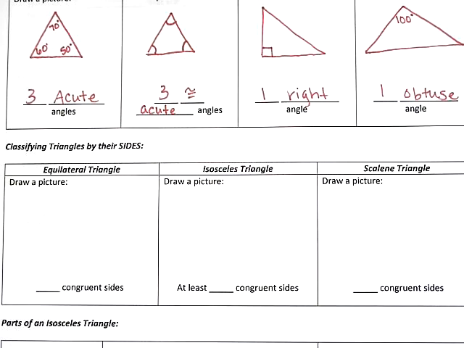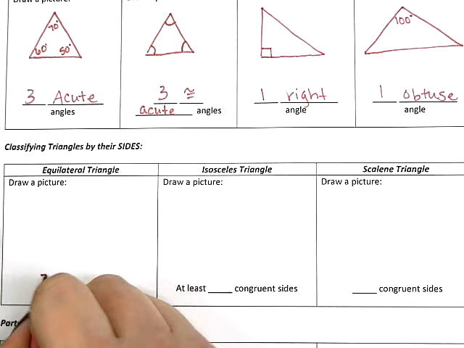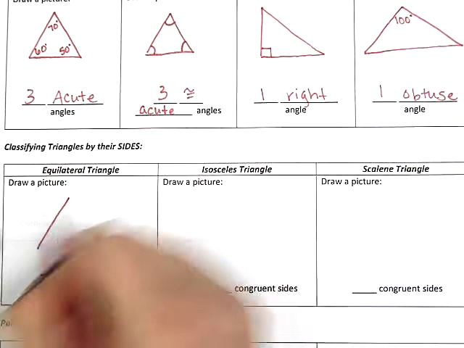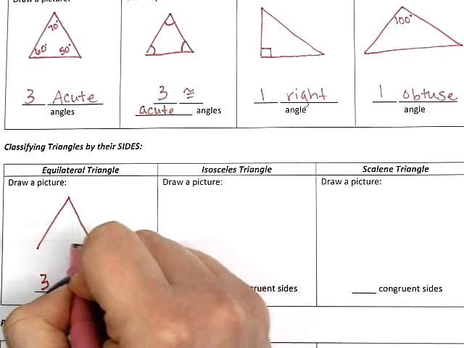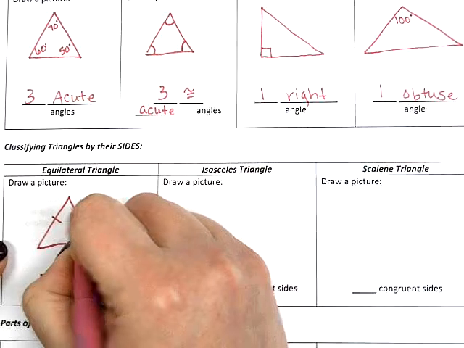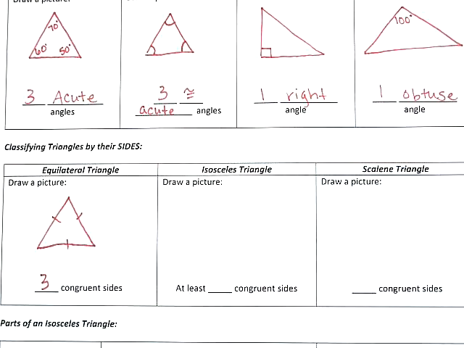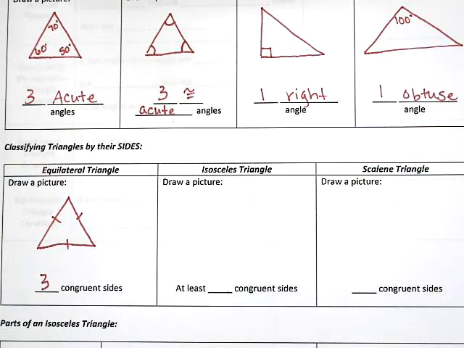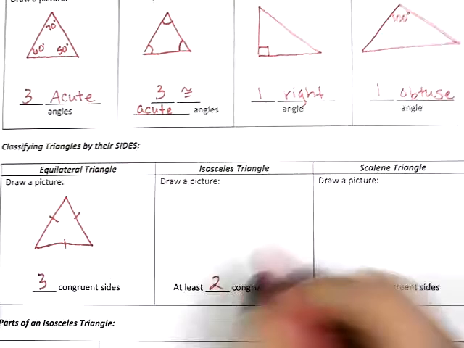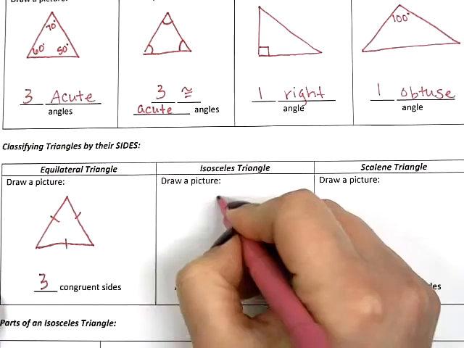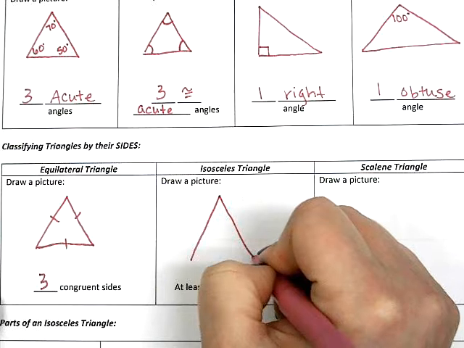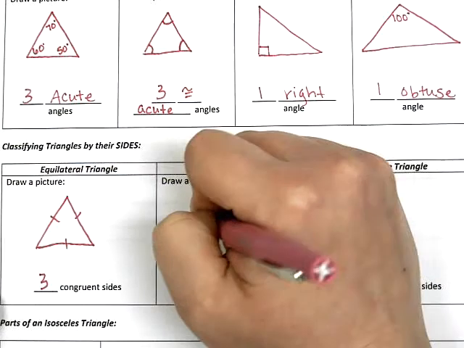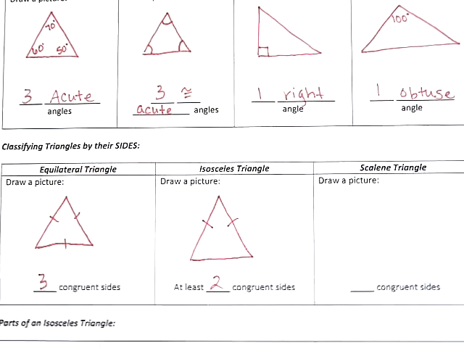An equilateral triangle has three congruent sides. So if we were to draw a triangle, the way that we would show all three sides are congruent is by putting our tick marks. Okay. An isosceles triangle has at least two congruent sides. So that would look something more like this probably. We've got these congruent sides that we can put tick marks on.